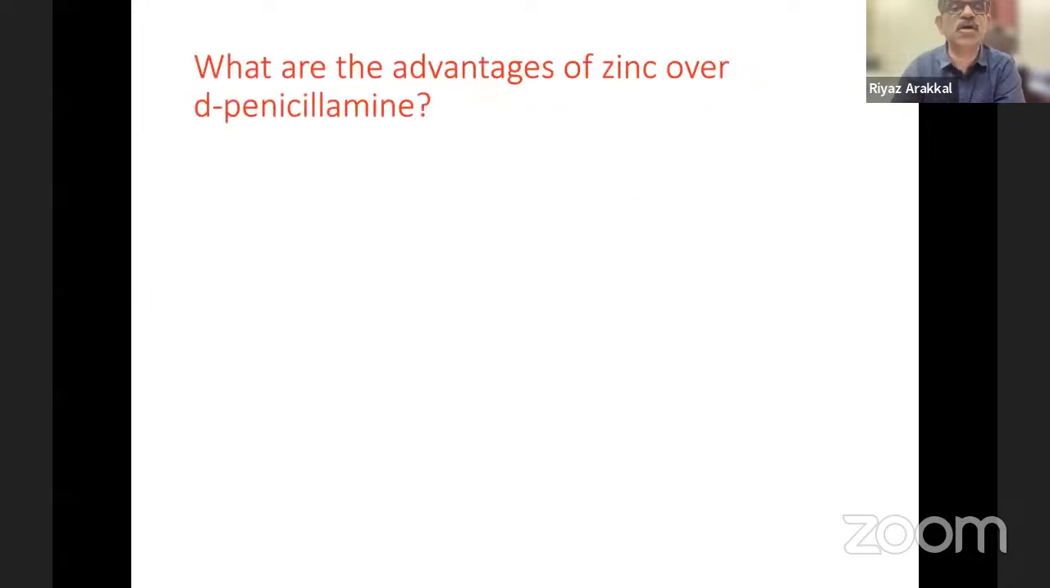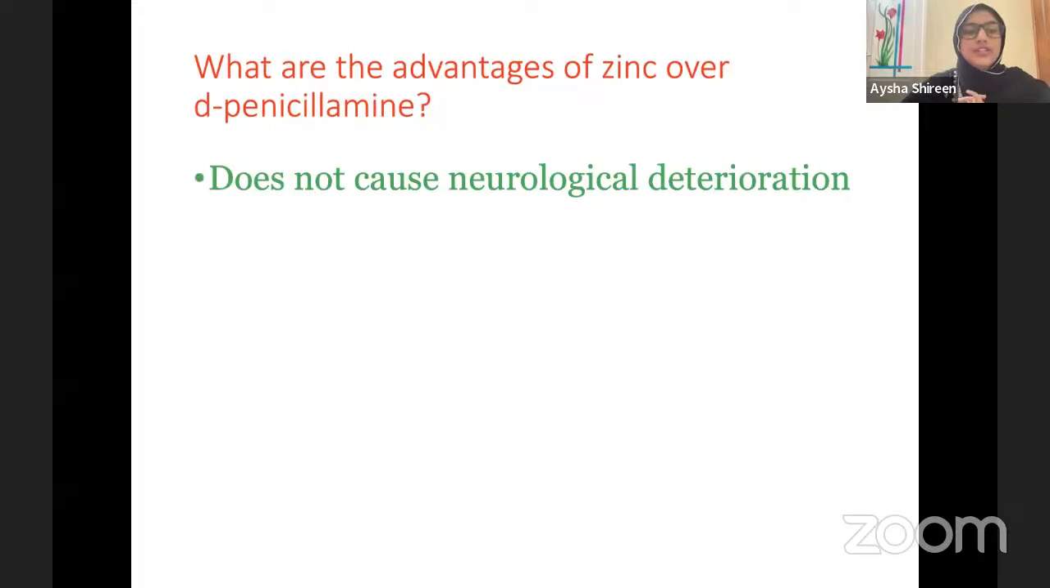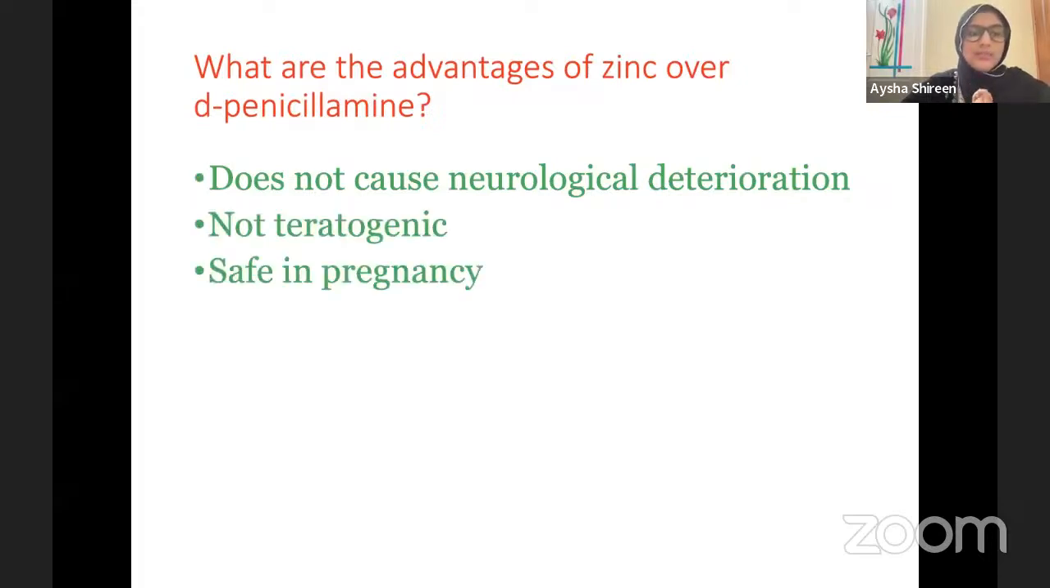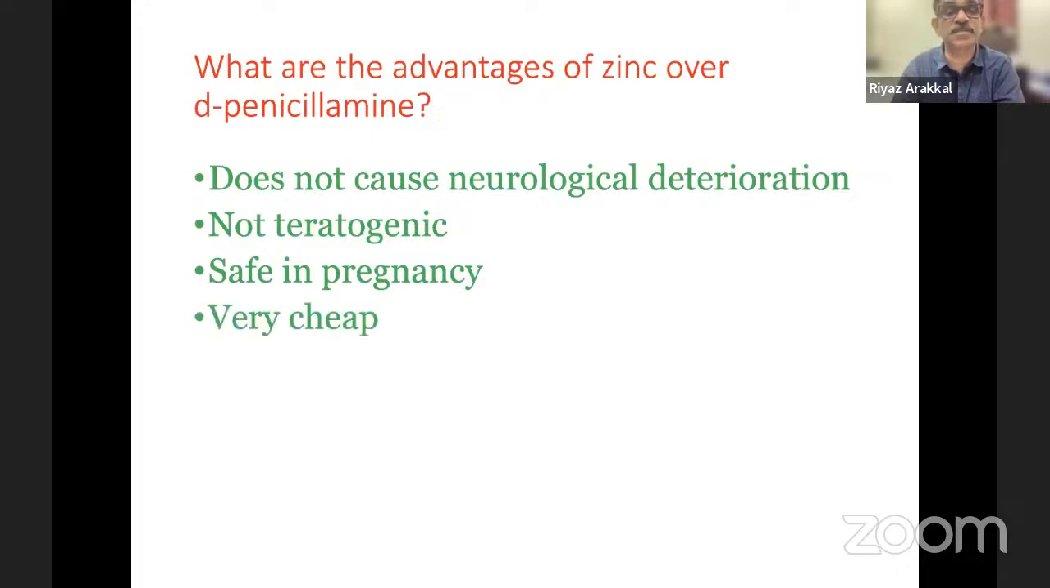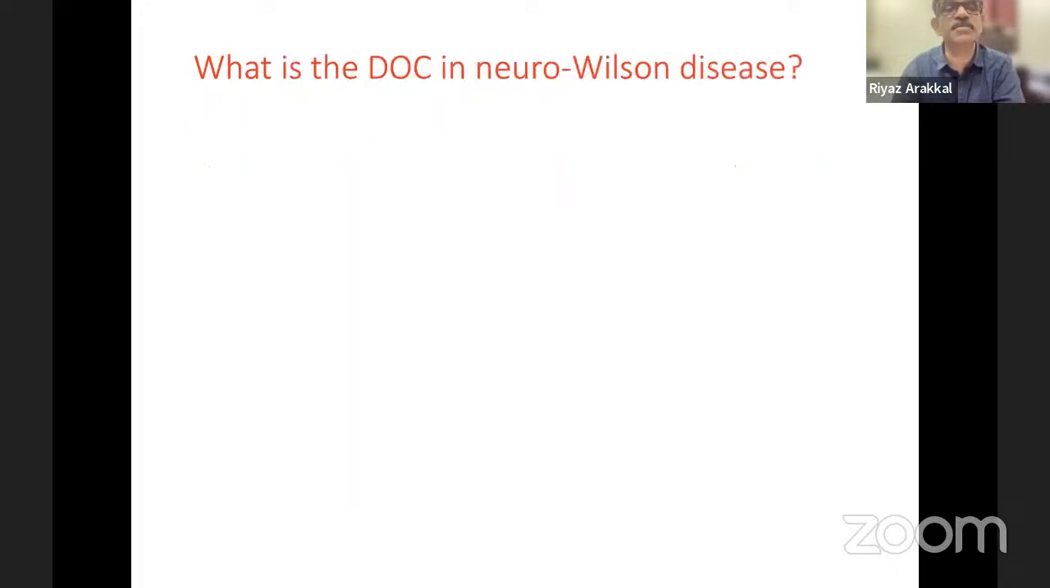What are the advantages of zinc over D-penicillamine? First of all, it is easily available and very cheap. And the adverse effects are also very less compared to D-penicillamine. It is not teratogenic. It is safe in pregnancy. Remember that pregnancy is a difficult situation in which to give the other drugs like D-penicillamine, but this is very safe. It's not teratogenic. And as Aisha rightly mentioned, this is very cheap also. No serious adverse effects. Freely available.